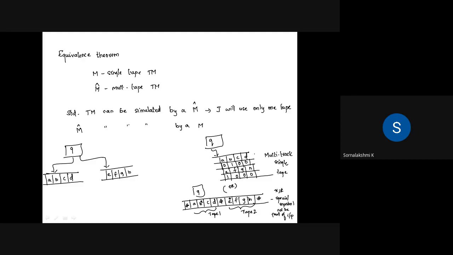All strings accepted by a single tape machine will also be accepted by a multi-tape machine, and the vice versa is also true. There's no difference in power, just in terms of implementation. With the environment that I have, when I have to implement, I can choose either one of them. Okay, power is the same.